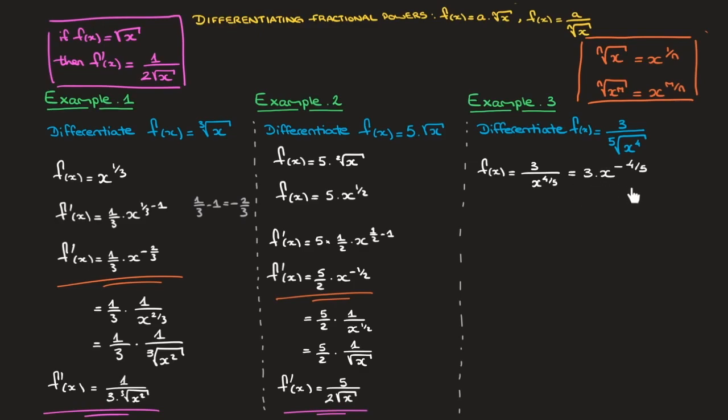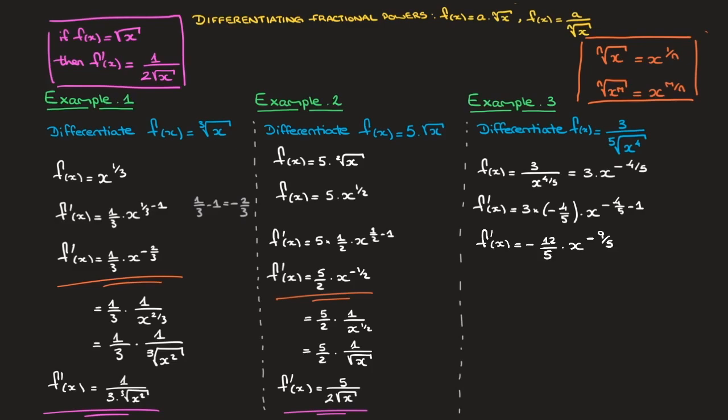And having rewritten f of x this way, we can now use the power rule to find its derivative. Indeed, we can state that f dash of x is equal to 3 times negative 4 over 5 times x raised to the power of negative 4 over 5 minus 1. Now, multiplying negative 4 over 5 by 3 and simplifying this exponent, we can state that the derivative, f dash of x, is equal to negative 12 over 5 times x raised to the power of negative 9 over 5.